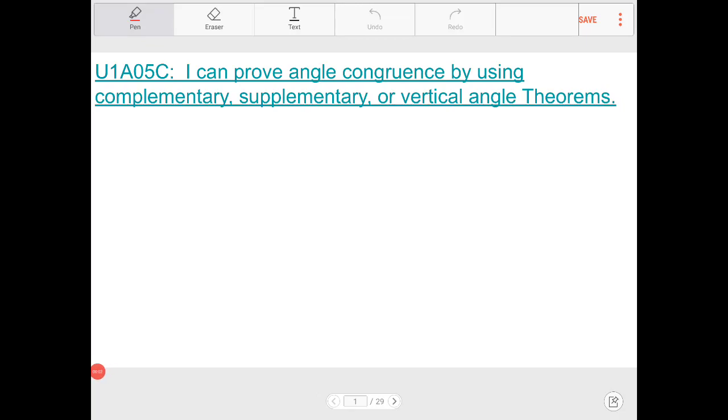Hello students, in this video we're going to talk about lesson U1A05C, which is proving angles congruent by using complementary, supplementary, or vertical angle theorems. So we're going to take a look specifically at two-column proofs here, and we're going to use 4 ideas that will help us achieve the target that I've just read. Let's take a look at what those 4 concepts are.